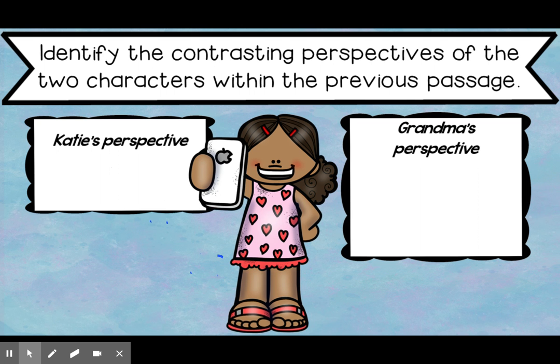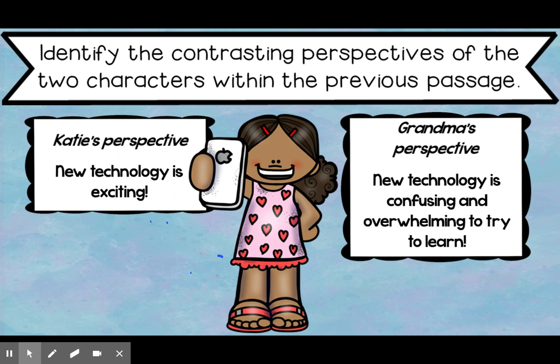So our 2 characters will be Katie and Grandma. What is Katie's perspective in that passage? And then what is Grandma's perspective? Katie's perspective is new technology is exciting, while Grandma's perspective is that new technology is confusing and overwhelming to learn.